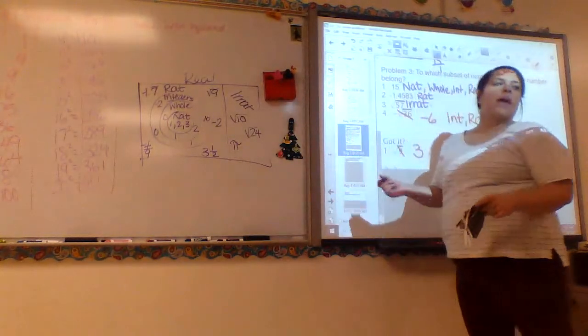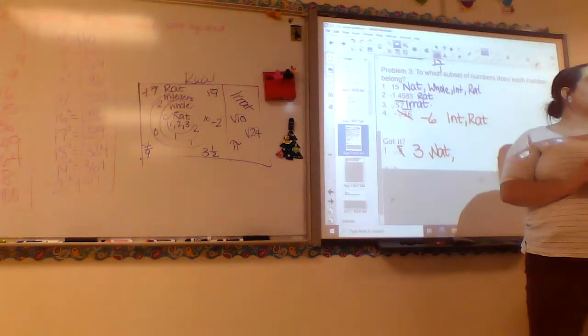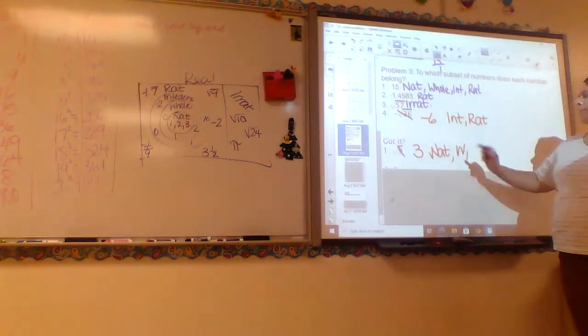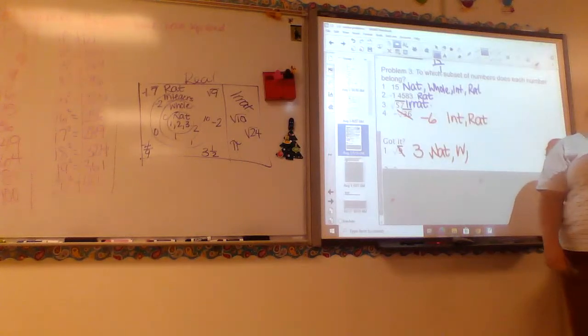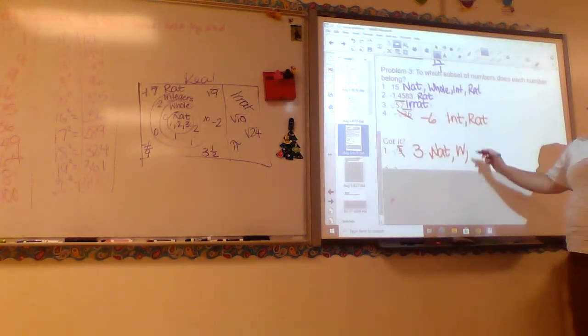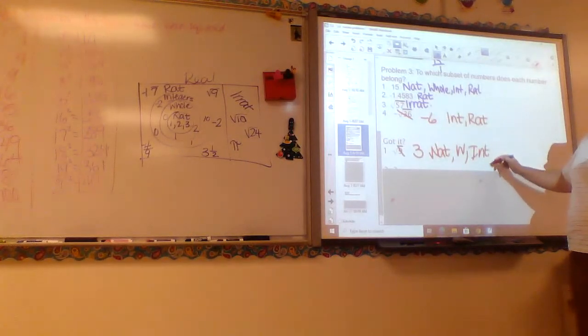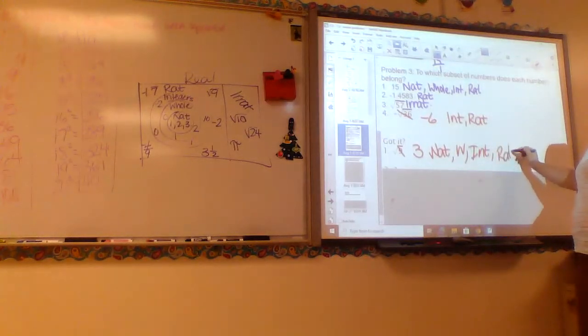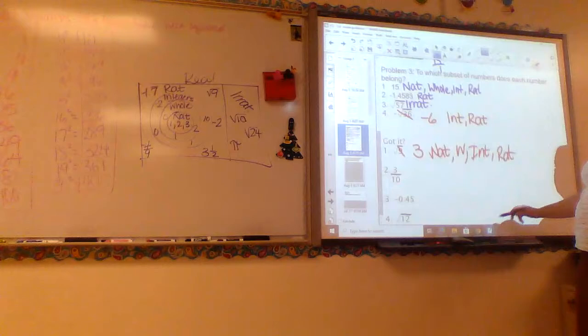If you don't understand that yet, then you need to think, okay, whole numbers, is it a positive counting number, not including 0, or including 0? Yes. Okay. Is it an integer? Is it a positive or negative counting number? Yes. And is it rational? Could I make that into a fraction? Yes. All right, you all try these two.